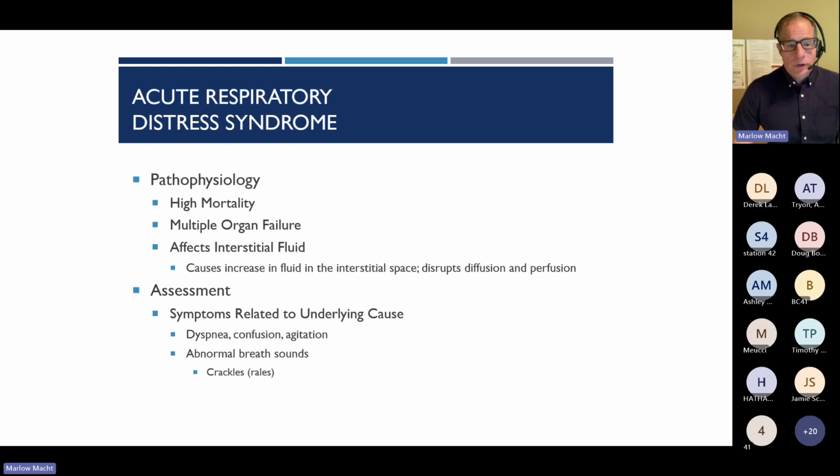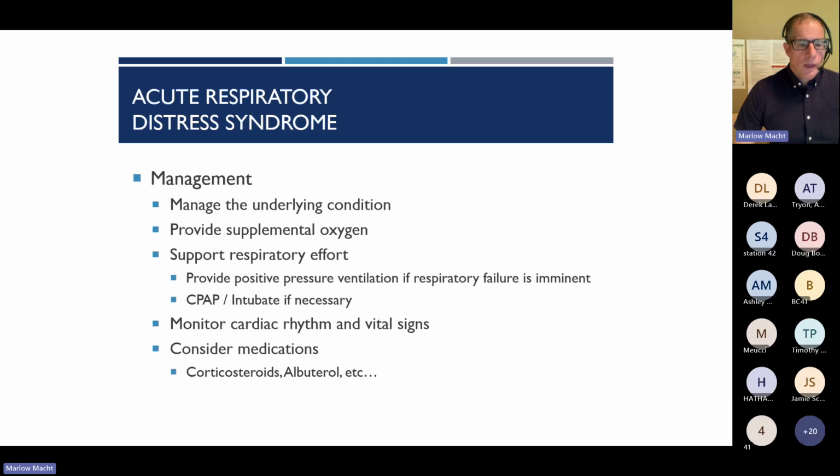So acute respiratory distress syndrome has very high mortality, particularly when sepsis is associated with multiple organ failure. The symptoms are related to the underlying cause. So management is for the underlying condition, provide supplemental oxygen, and you support respiratory effort.